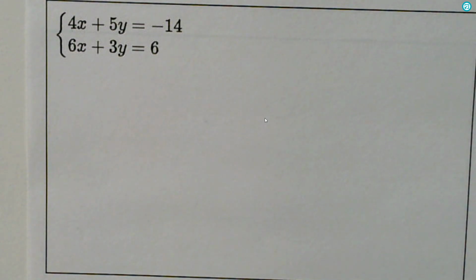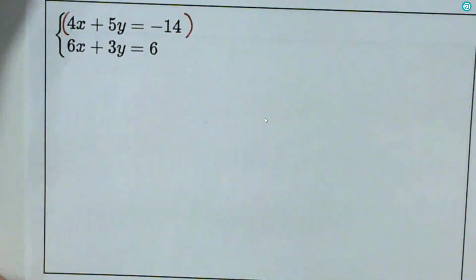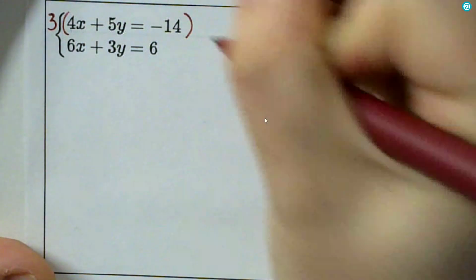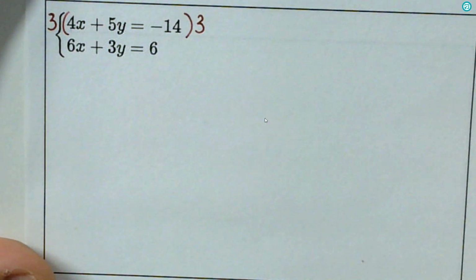So I know that was a lot before this first one. Let's go ahead and cancel our x's. We are making them be 12x and negative 12x. What do I need to multiply my top equation by to have 12x? 3. Okay. What do I need to multiply my bottom equation by to have negative 12x? Negative 2. Okay.